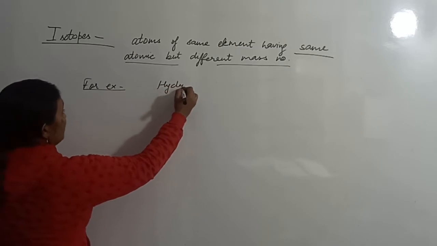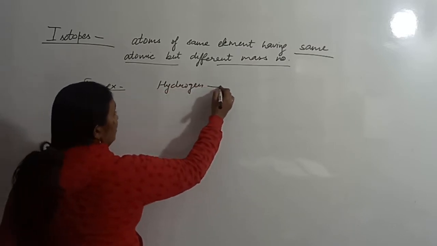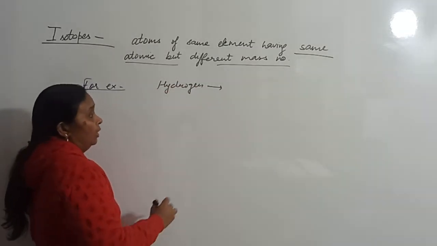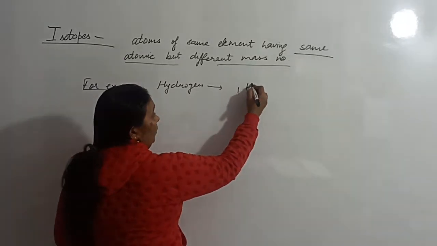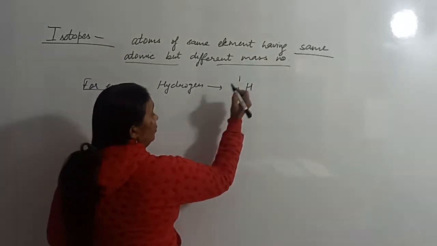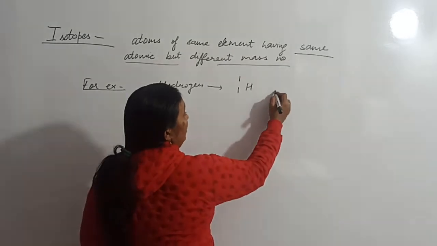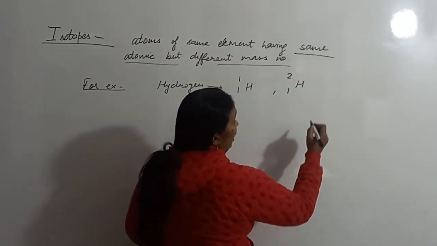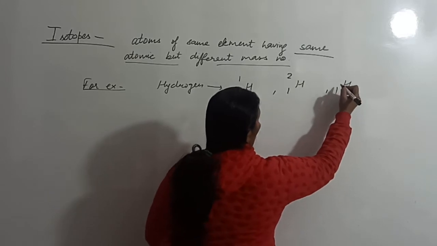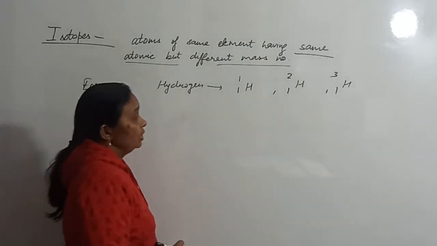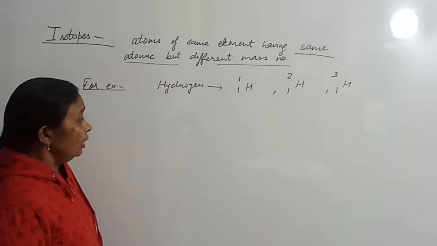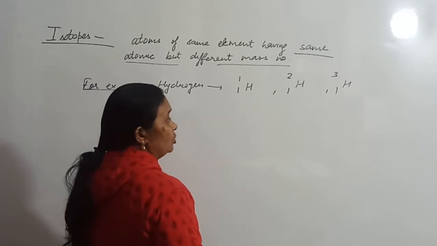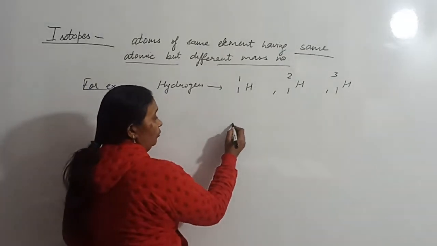Hydrogen has 3 isotopes. Hydrogen with atomic number 1 and mass number 1. Another hydrogen with atomic number 1 and mass number 2. And hydrogen with atomic number 1 and mass number 3. So these are the 3 isotopes of hydrogen. If we try to draw the structures of their atoms, what do we see?